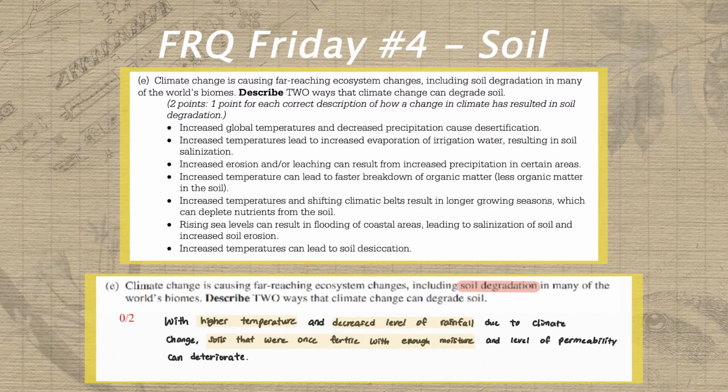Finally, in part E, this scholar was again super close to earning a point by stating that higher temperature and decreased level of rainfall will cause soils that were once fertile with enough moisture to deteriorate. They're flirting with the desertification point, but ultimately I didn't feel like they were quite there. It feels like there's just a little too much left to be assumed from their answer. If they specified how this can lead to increased soil erosion or decreased permeability over time as soils lose organic matter, I'd have felt better about awarding this point.